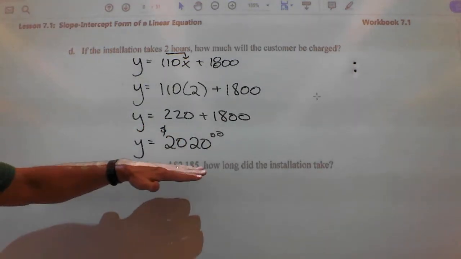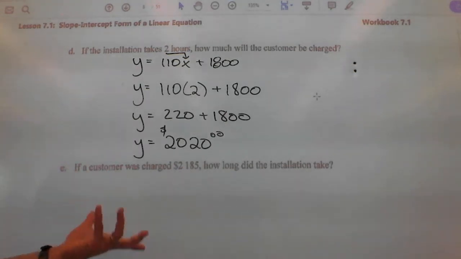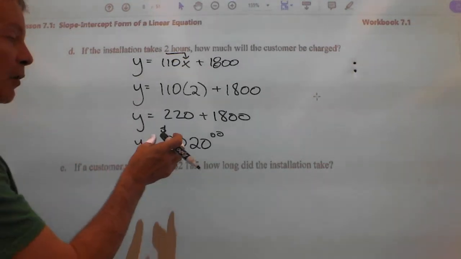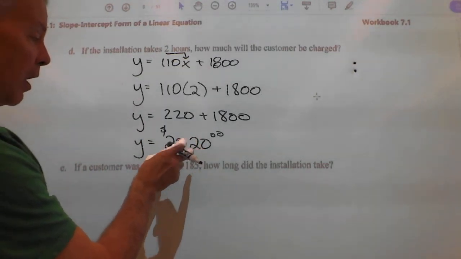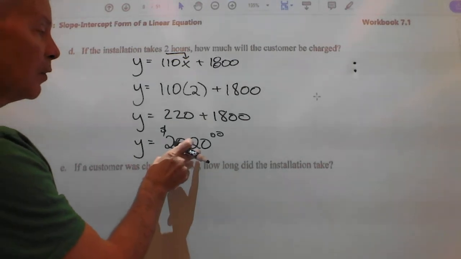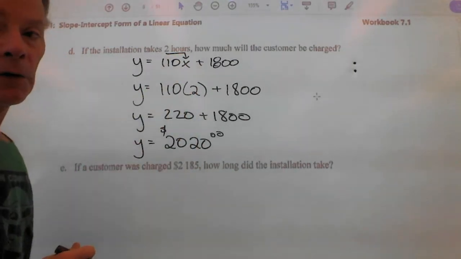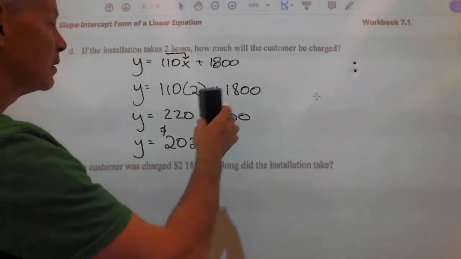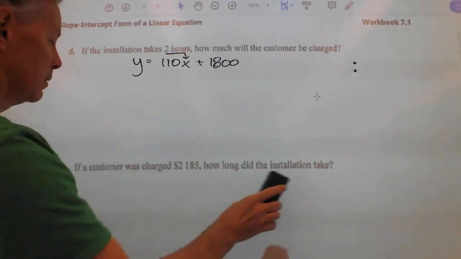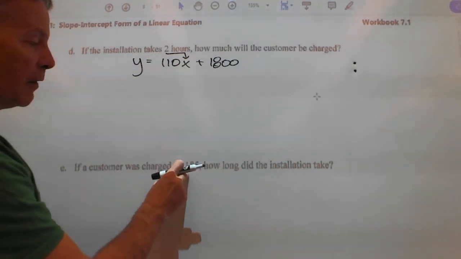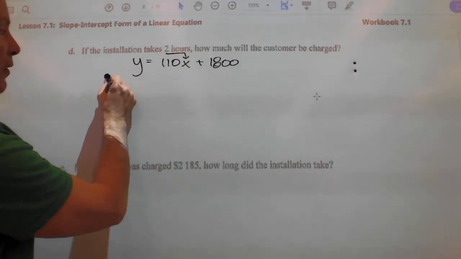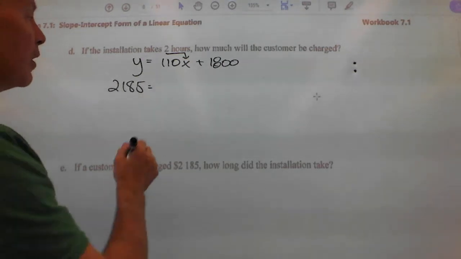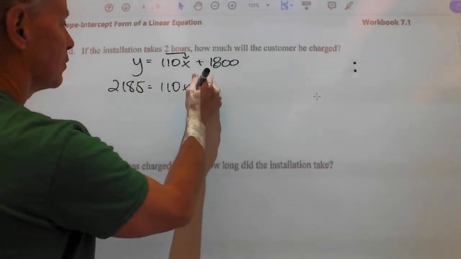If a customer was charged $2,185, how long did the installation take? So this is simply giving you a value for the total cost, your y, and asking you for your x, the number of hours it would take. So again, take your original equation, and this time the value they're giving us is a y value, the total cost, so it goes in over here. $2,185 equals 110x plus 1,800.